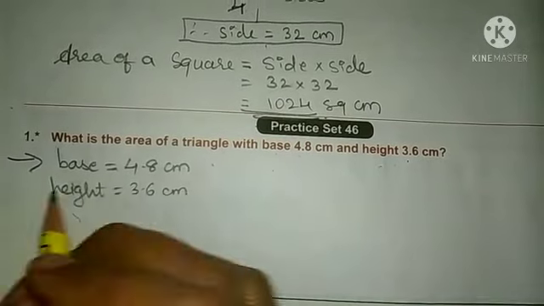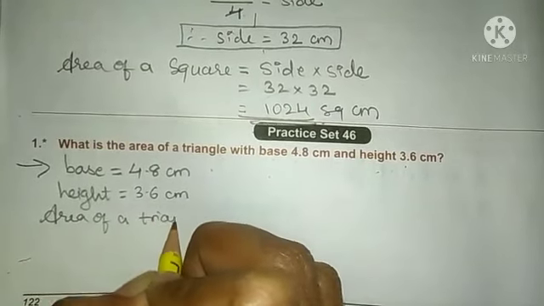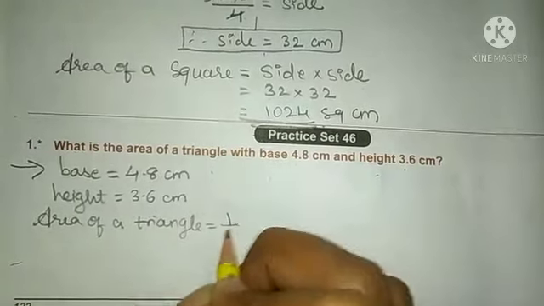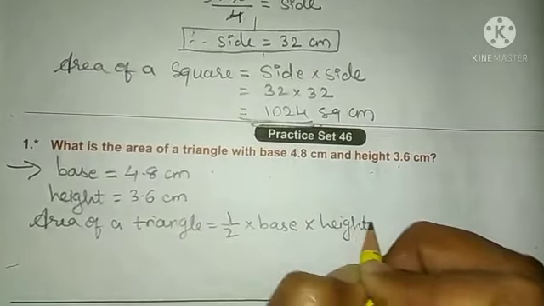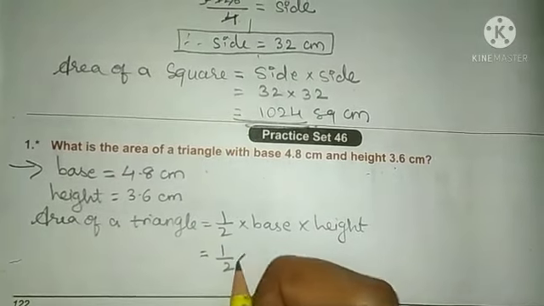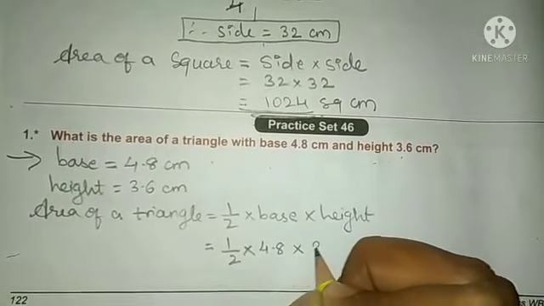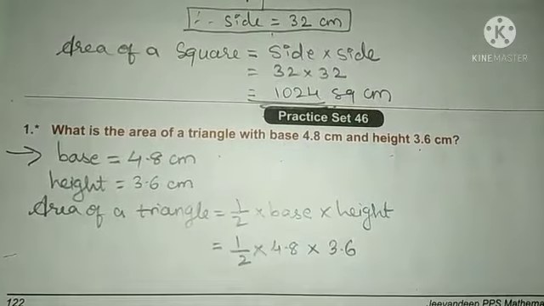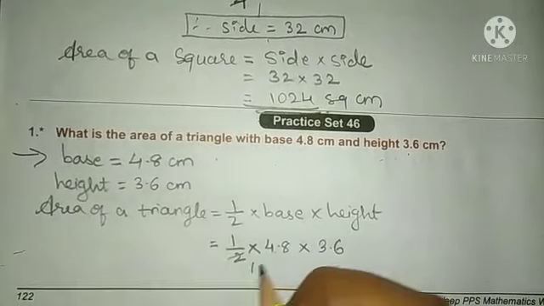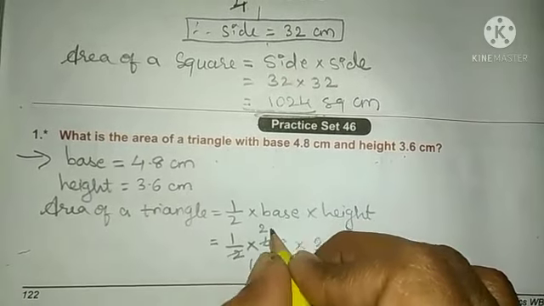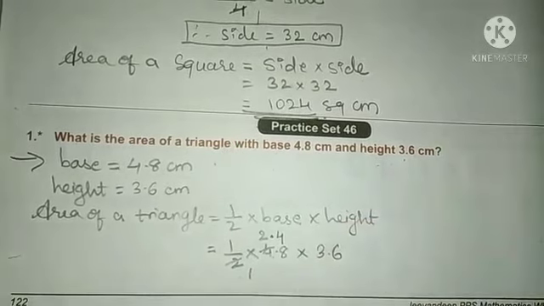You will use your formula, that is area of a triangle is equal to half into base into height. So half will come as it is, 1 upon 2 will come as it is. Your base is 4.8, your height is 3.6. Clear? Now how will you do the calculation? You can divide this 4.8 by 2, that is 2 ones are 2, 2 twos are 4, decimal point, then 2 fours are 8.